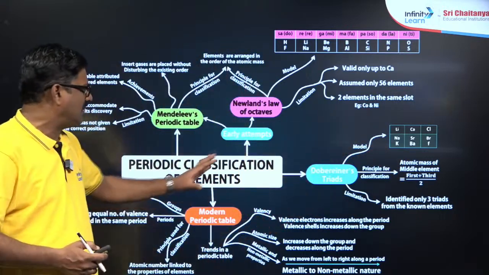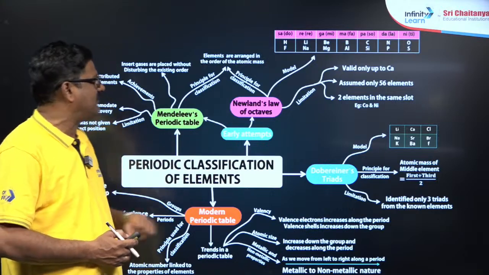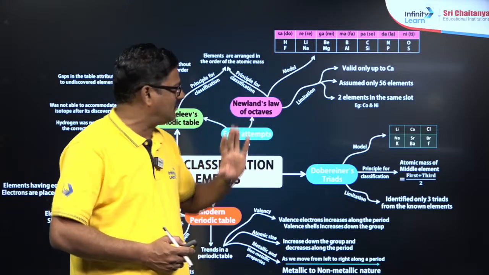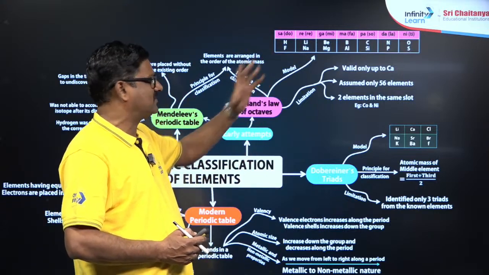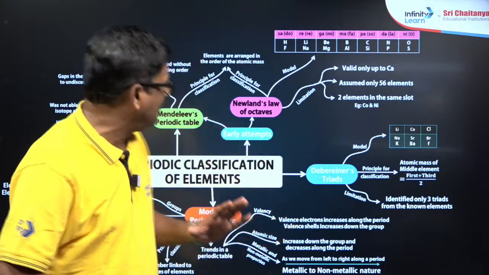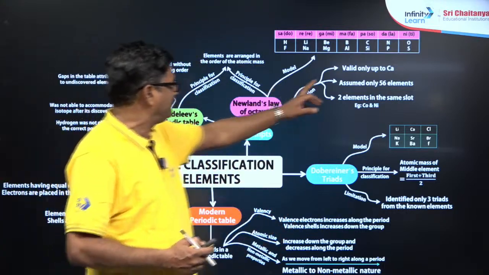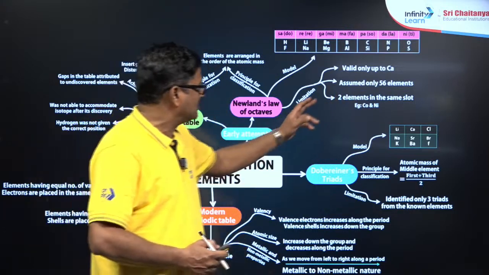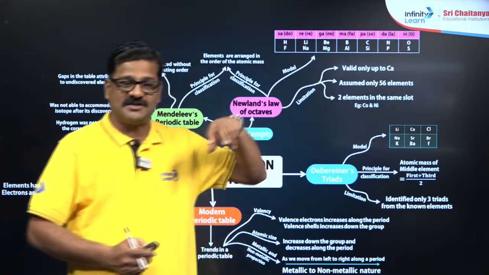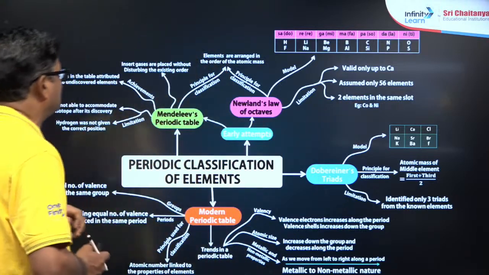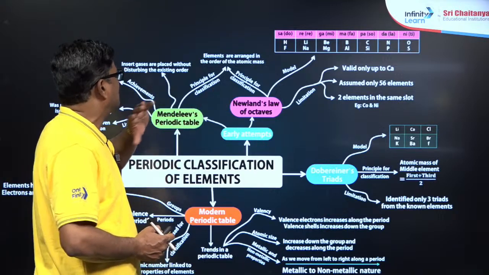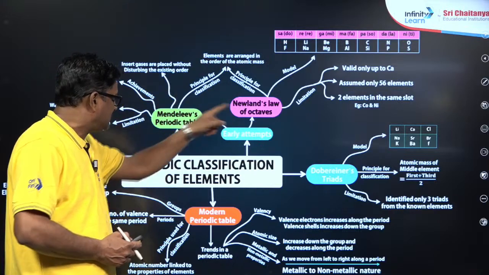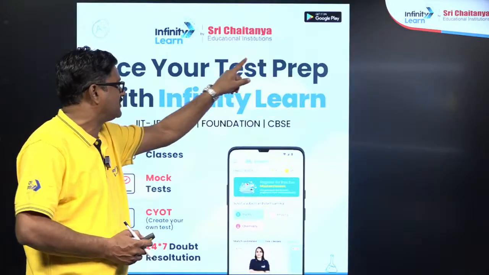Later on, early attempts, Newland's law of octaves, was given. This model gives rise to a Saregama kind of thing, and it is applicable only for the first few elements, not for every element, valid up to calcium, and it assumed only 56 elements in the periodic table, and 2 elements, cobalt and nickel, were placed in the same slot. The principle of classification is that elements are arranged in the order of their atomic masses.